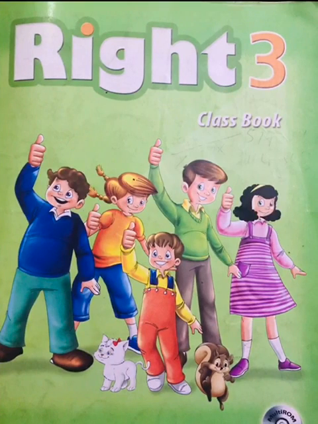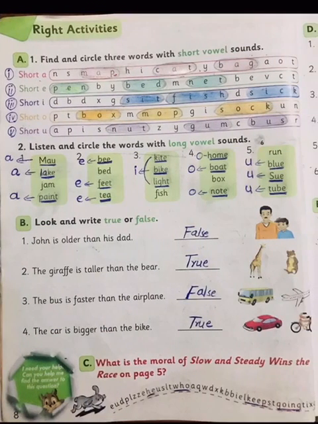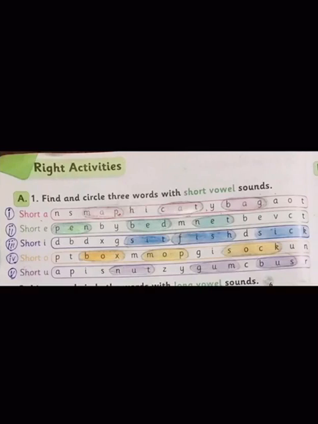Students, as you know, our first unit is going to be completed now. Kindly open page number 8. Today we are going to do some activities related to our previous topics. These topics are about vowels and degrees of an adjective. Let's start from part A of these activities.